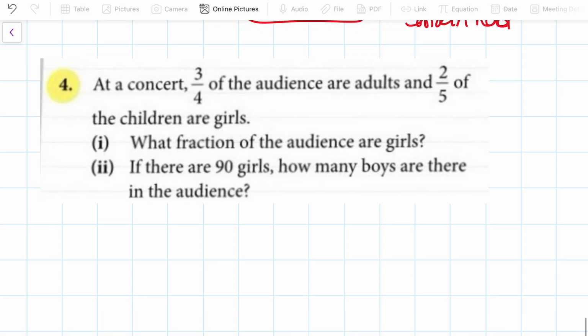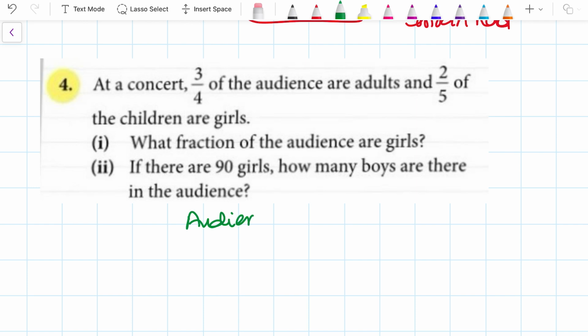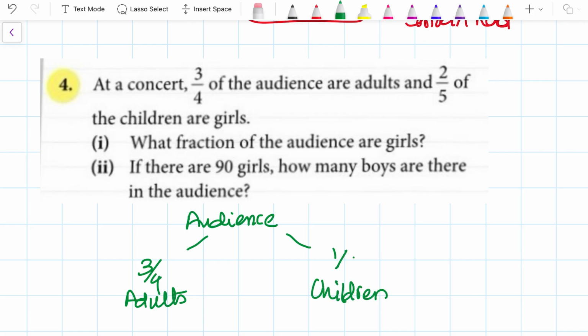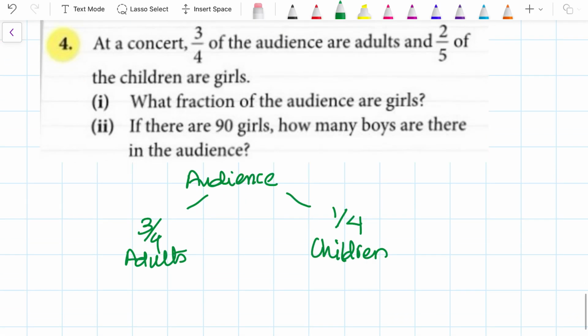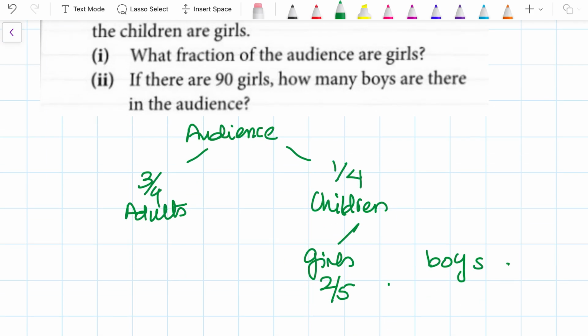Let's take another example. At a concert, 3/4 of the audience are adults. Okay, so in an audience 3/4 are adults. I'm assuming the rest of them are children, so the fraction of children will become 1/4. 2/5 of the children are girls. We have girls, we have boys. 2/5 are girls, so it's better to make the data. What fraction of the audience are girls?